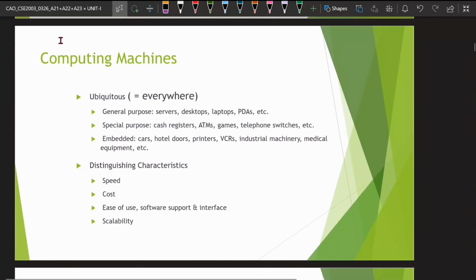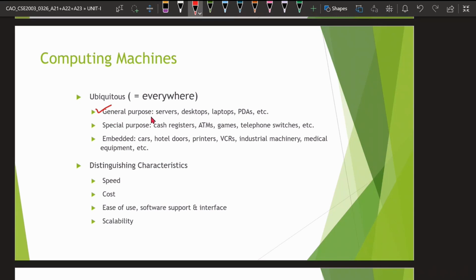Okay. So next one is a computing machine. Any computer system is considered as a computing machine. Okay, so there are different types of computers or computing machines. So we will just see it. These computing machines can be of different types. Ubiquitous means that its property will be the same everywhere. Okay, so there are different types of computing machines.